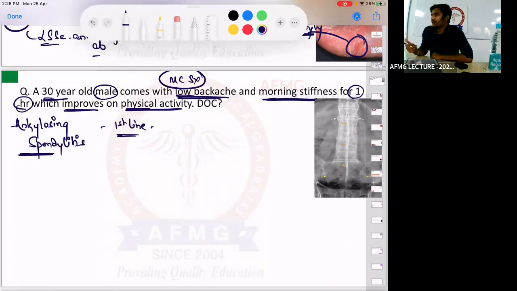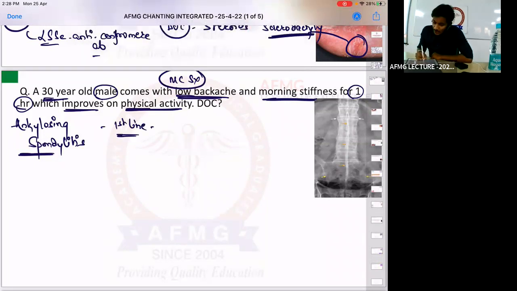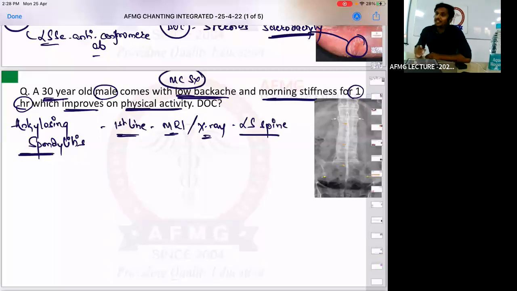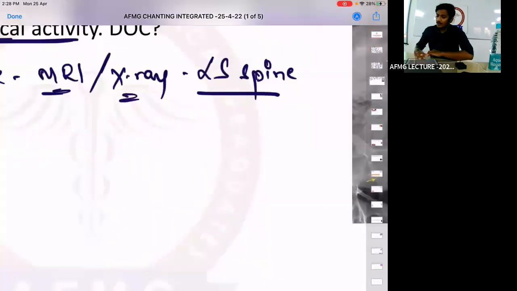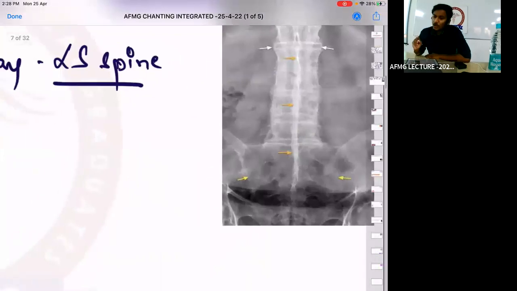Now, the first line investigation would be, definitely if the patient has come to you in the earlier stages, you can perform an MRI because on X-ray again, features would not be seen. But if the patient comes to you in later stages, you can even do an X-ray. And X-ray of what? Lumbosacral spine, LS spine. Characteristic features: the most pathognomonic feature of ankylosing spondylitis.